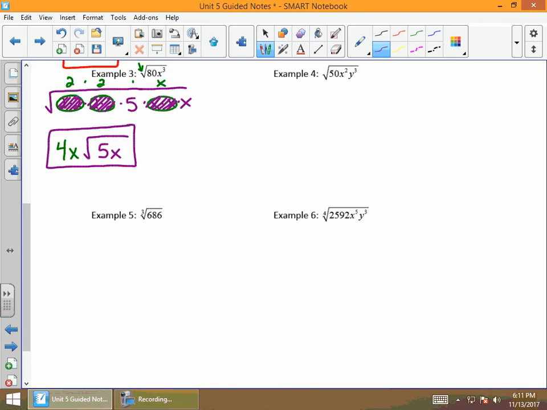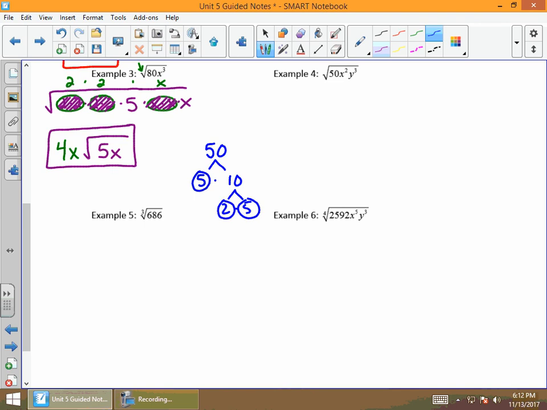So the simplified radical would be 4x radical 5x. Now let's take a look at number 4. It says 50. So 50 is 5 times 10. 5 is prime. 2 times 5.